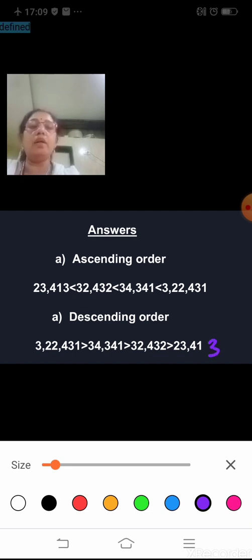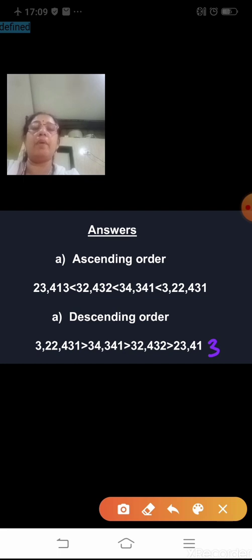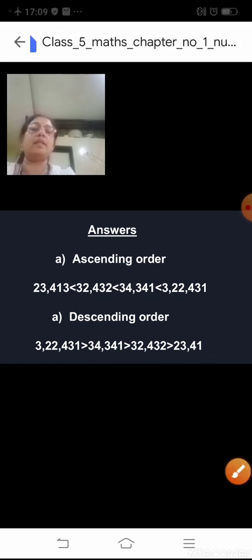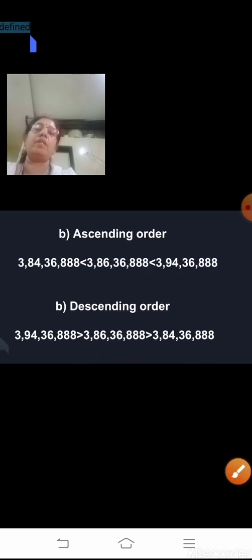Now when you are putting the greater sign, as in descending means bigger number first, you will put a greater sign to the first number. So 3 lakh is greater than 34,341, 34,000 is greater than 32,432, and 32,000 is greater than 23,413. So when you are using symbols and writing, you have to use the greater sign and lesser sign, and then write the numbers.